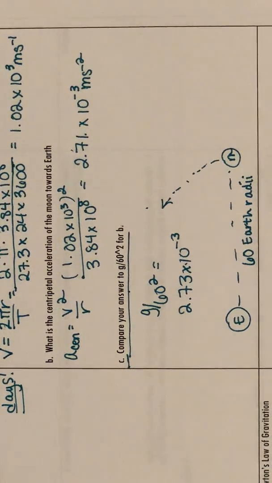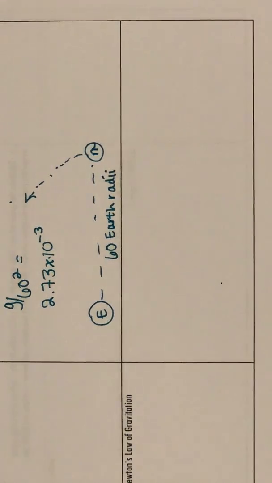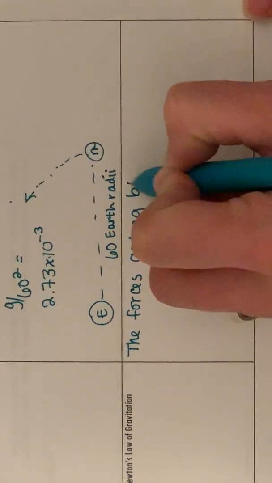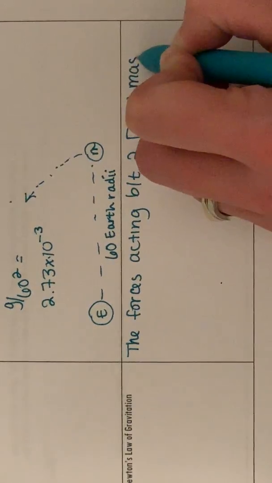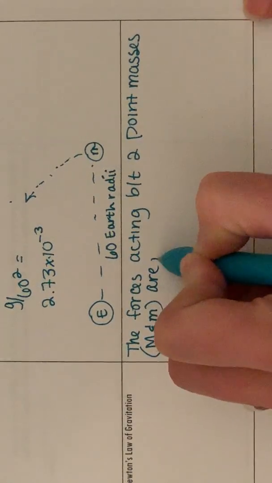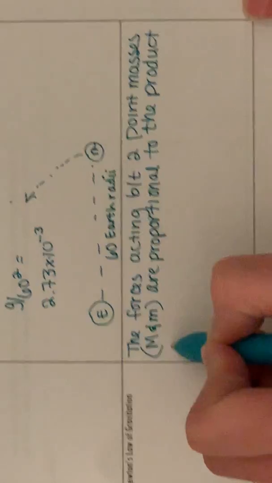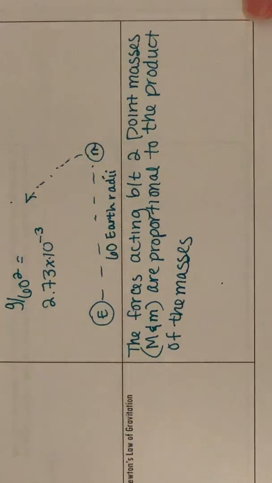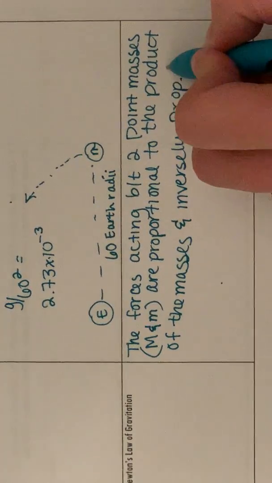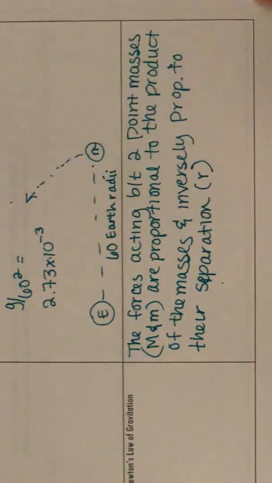So taking a look at Newton's law of gravitation, which is going to show up on the test, and I'm going to highlight a really important aspect of that: the forces acting between two point masses, big M and little m, are proportional to the product of the masses and inversely proportional to their separation, so how far apart they are from one another. We're going to call that a radius squared.